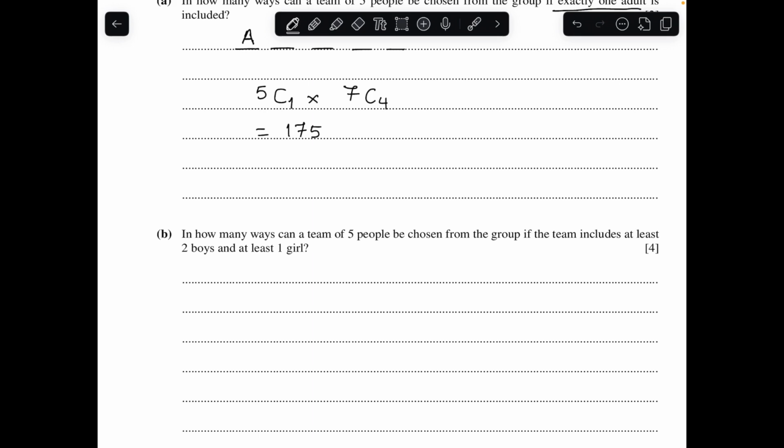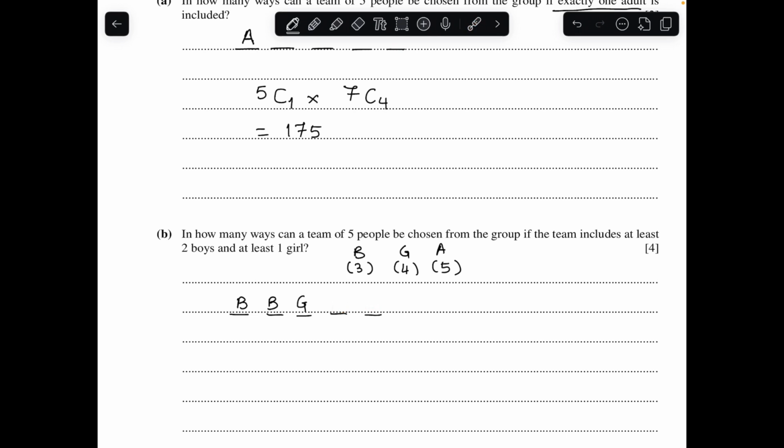Part B. In how many ways can a team of 5 people be chosen from a group if the team includes at least 2 boys and at least 1 girl? So we have at least 2 boys and at least 1 girl. So I'm just going to write down over here. We have total of 3 boys and we have 4 girls and we have 5 adults. Again, we need to choose a team of 5 people, right? At least 2 boys and at least 1 girl is mandatory. The remaining could be anybody.